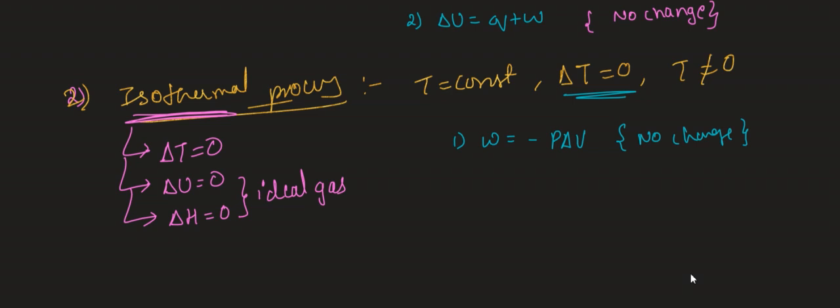Now let us see the second one, the delta U formula. Delta U is equal to Q plus W. So can I say here even delta U is 0? For example, let us take an ideal gas. The question is for an ideal gas. Can I say for an ideal gas delta U is 0?